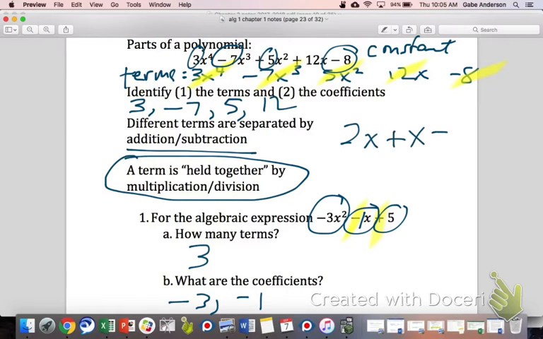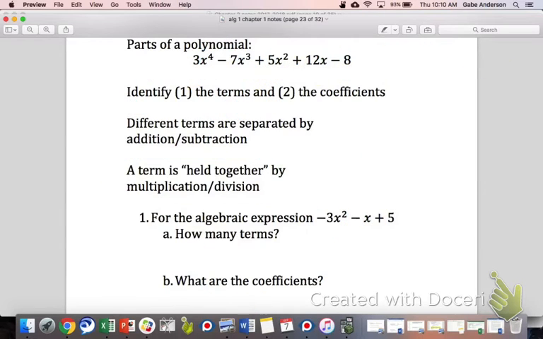2x plus x is 3x. Yeah. 2x plus 1x is 3x. I'm saying, so it really makes no difference. Yeah, never mind. Okay. All right.